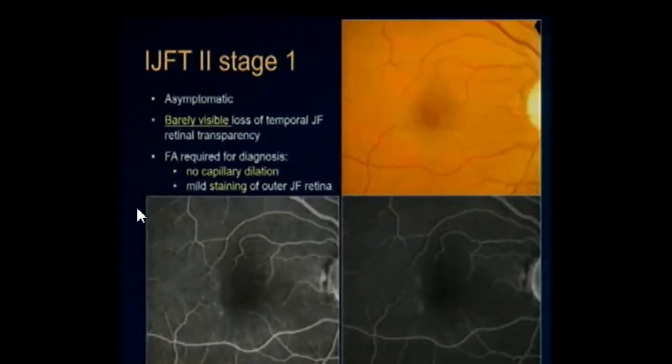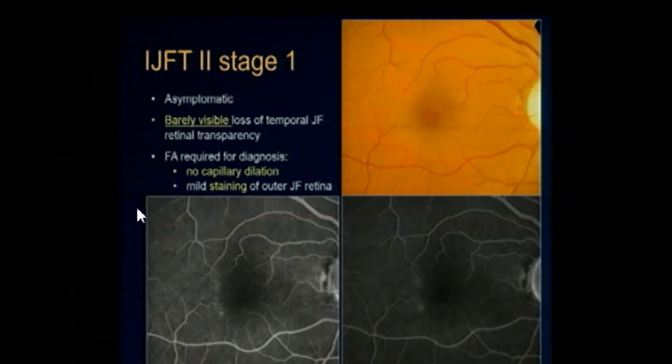The stages. Stage 1 is barely visible. That is what stage 1 is. Barely visible, a little bit of opacification of the temporal part of the fovea, sometimes even the nasal part of the foveola, but that's all what you see. You will not see capillary dilation. And if you do a fluorescein angiogram, that's all what you see.